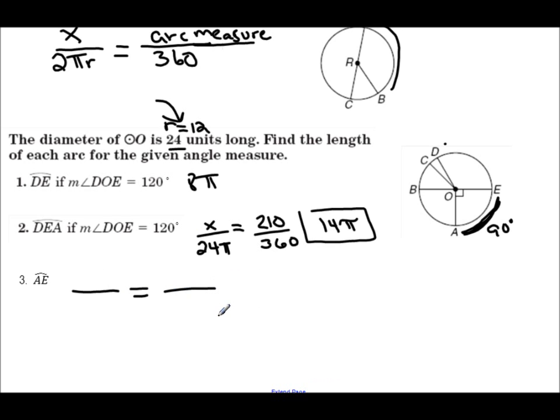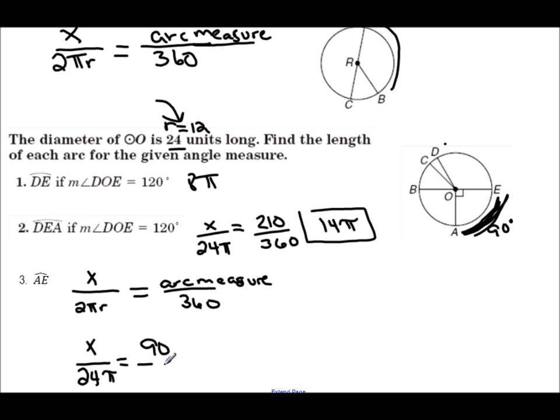So arc length is a direct proportion. Arc length x divided by 2 pi r is equal to the arc measure that was given to us over 360 degrees possible. So x is what we're looking for. 2 times the radius is 2 times 12, which is 24, times pi, equals the arc measure. Well, the arc measure of reference here is 90 degrees out of 360 possible.